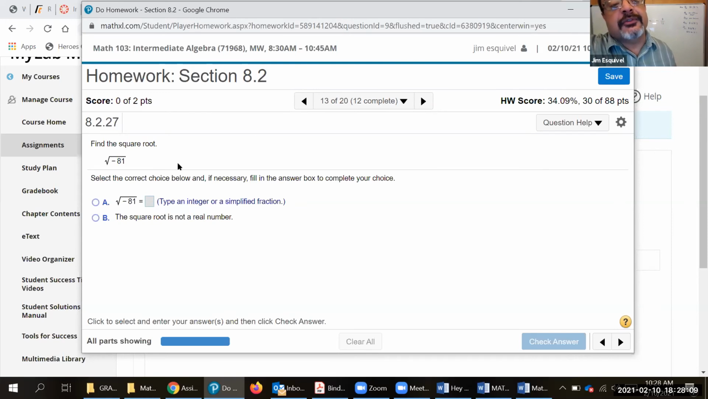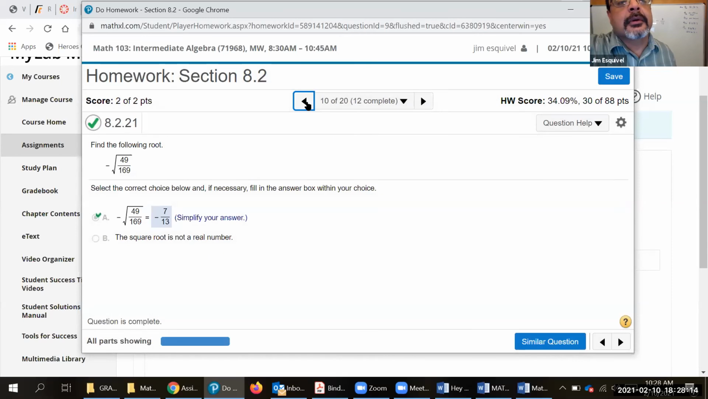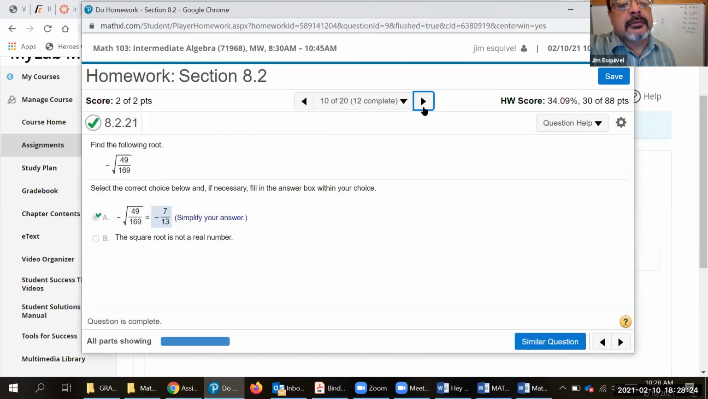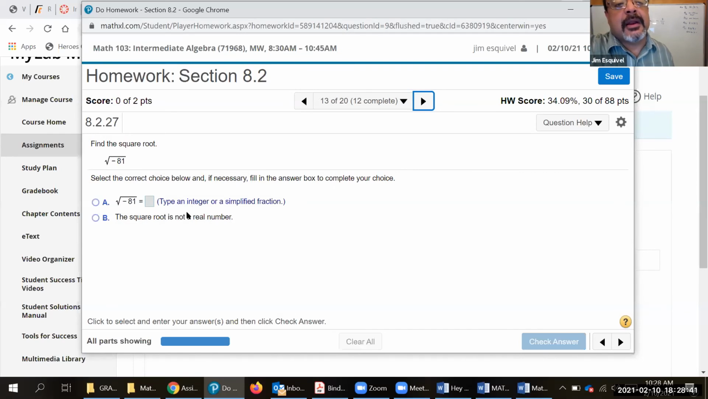Every question we've done so far, they've all been multiple choice. A, the answer is 9, or the square root is not a real number. A, the square root is negative 7/3, or not a real number. Square root equal 4, or we could have said not a real number. Equal 3, or not a real number. And then right here, number 13.